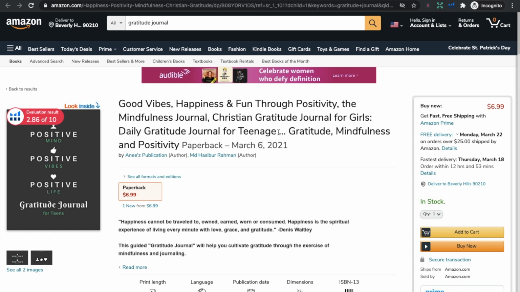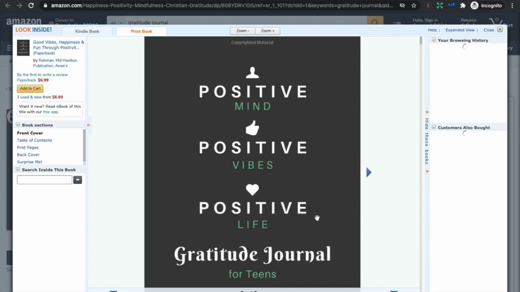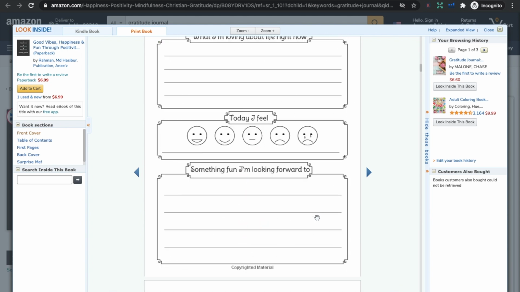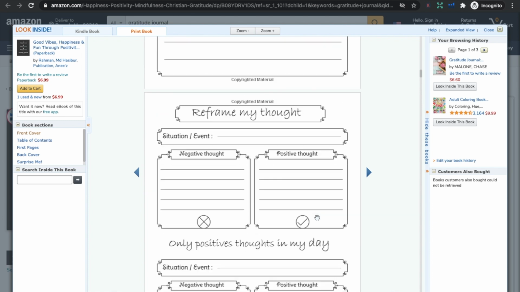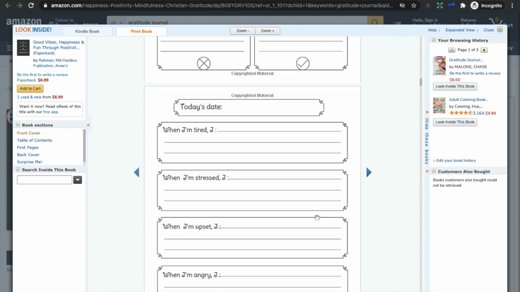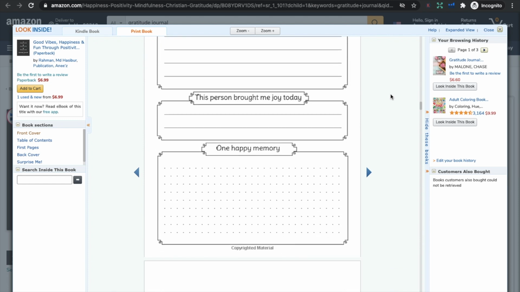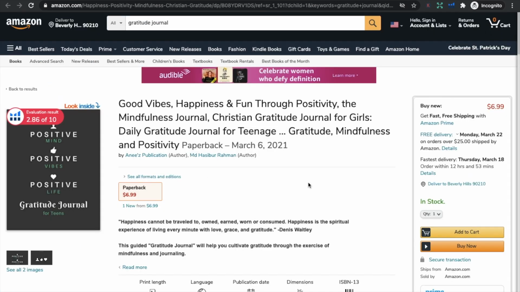So their subtitle, Daily Gratitude Journal for Teenage, Gratitude, Mindfulness and Positivity. So this is just a spammy title. Where on that book does it indicate whatsoever that that's a Christian gratitude journal? I feel like that's a very specific niche and would require a specific gratitude journal for it. I'll have a quick look inside and see actually. So there is nothing Christian about this book. So they're just trying to target a niche which their book is not targeted to.